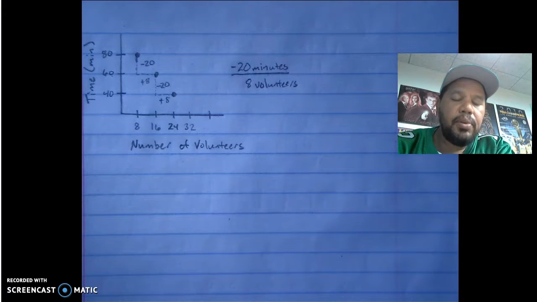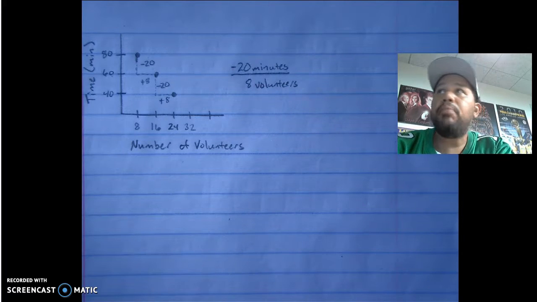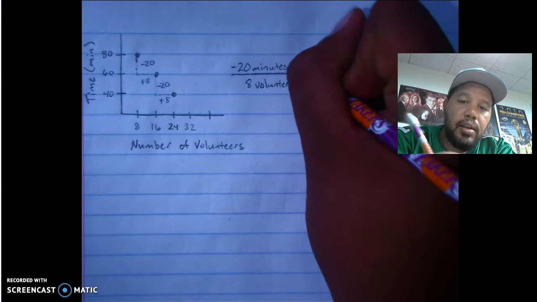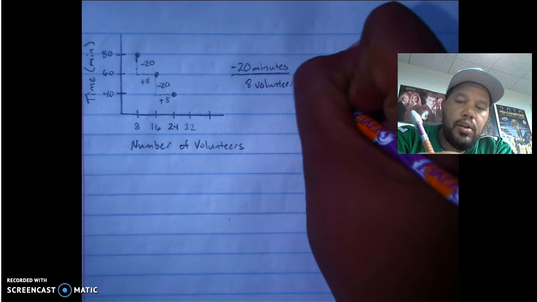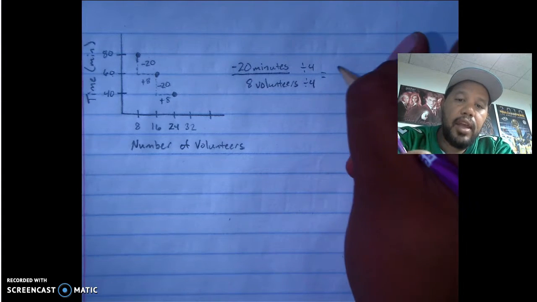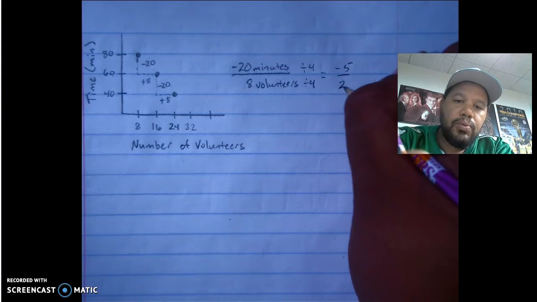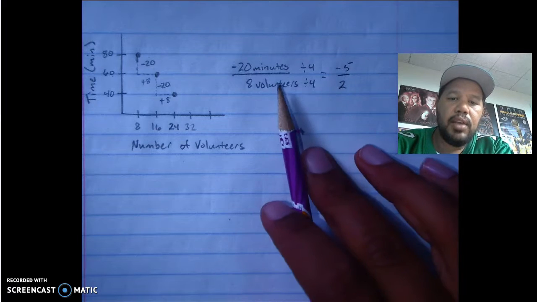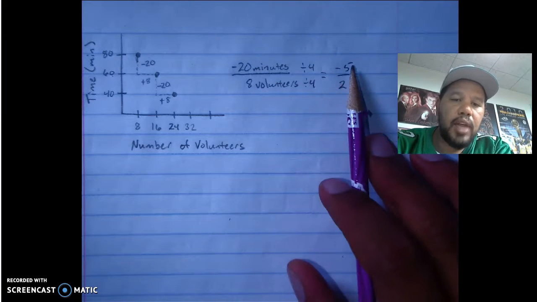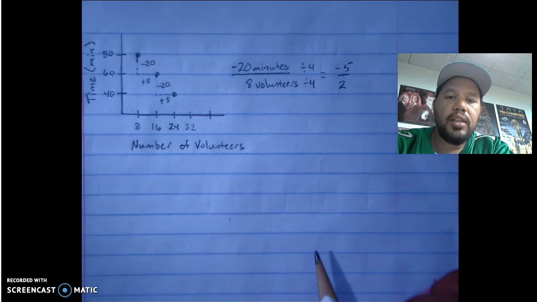Now, can we simplify this? Yes, we could simplify it. 20 and 8 can both be divided by 4. So if I divide by 4 here, I have negative 5 over 2. So again, we can still say it the same way. The time decreases by 5 minutes for every 2 volunteers.